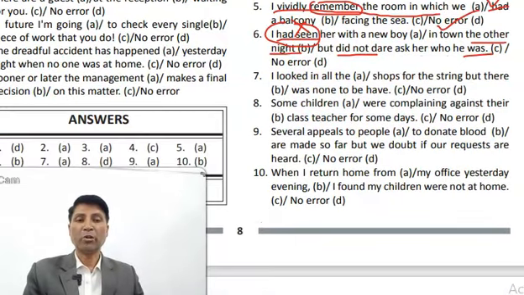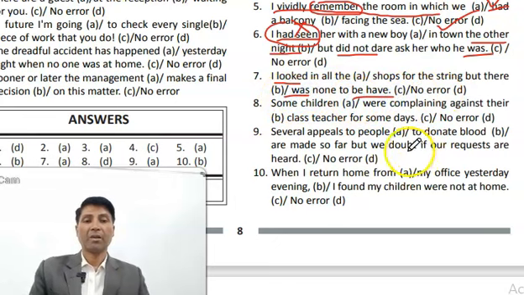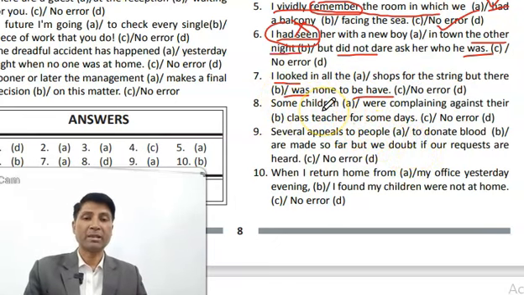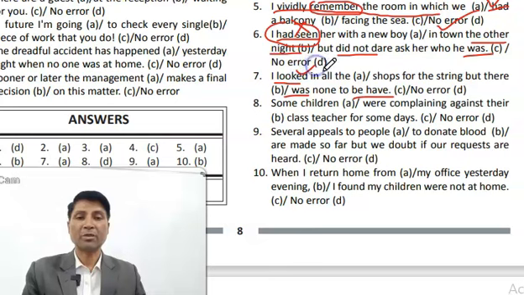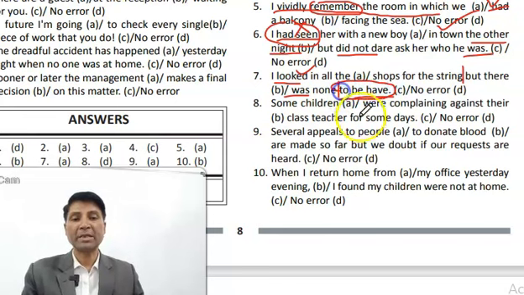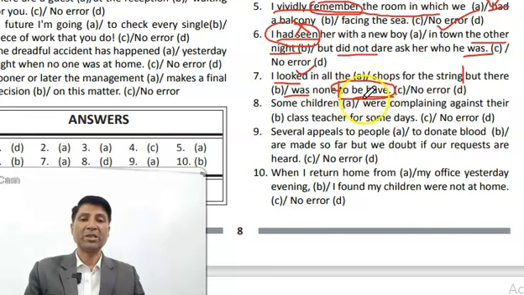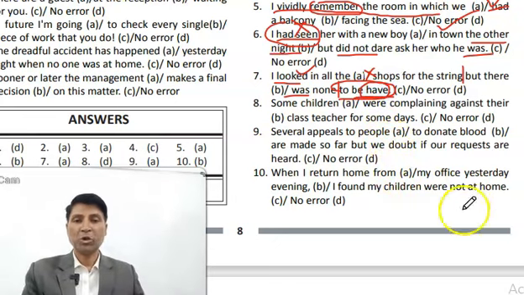Moving on to question number 7. I looked in all the shops for the string, but there was none to be have. Now, verb. So there are 3 verbs in this sentence. Looked is in simple past. I looked in the shops for the string. So there is no problem here. But there was none. No problem here. To be, have. The mistake is there in this part. This has been changed into passive voice. We will discuss this one later on, but this have is to be changed into had.